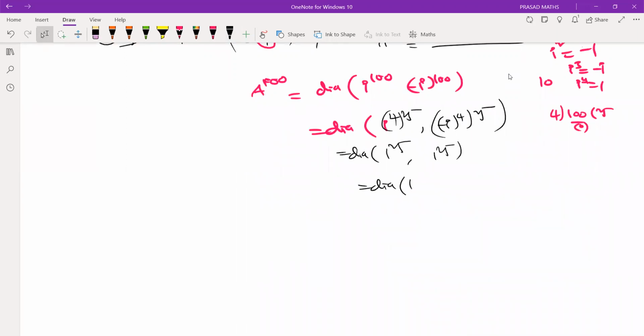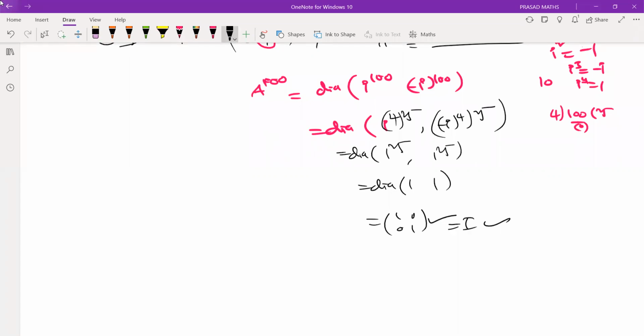That means the result is 1, 0, 0, 1. Is it clear? This is nothing but exactly your identity matrix. Is it clear? Right?